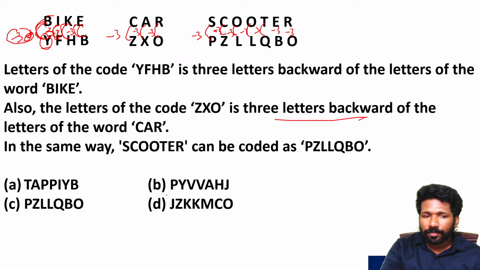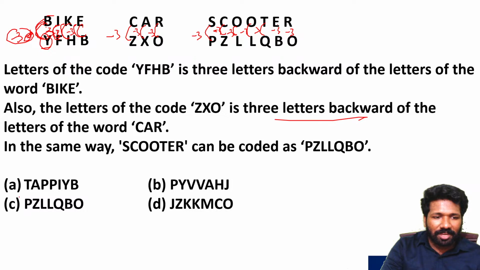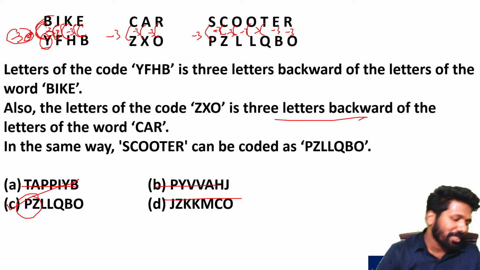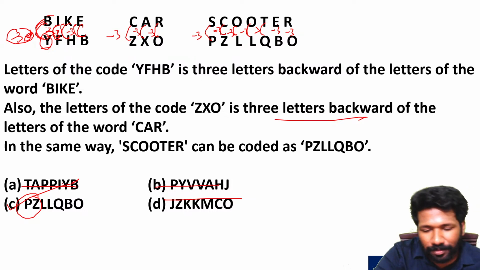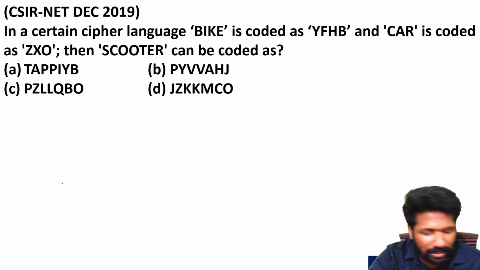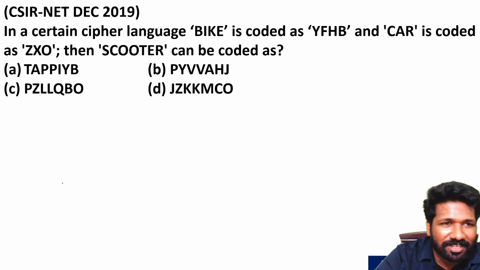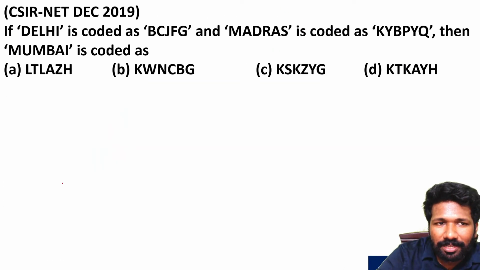Go through it. And you can definitely use elimination. When you see PZ itself, the only option having PZ in the beginning is option C. So that is the answer. Super easy, right? All of you understood? This is a question from this chapter. Simple chapter, right? Comparatively simple.